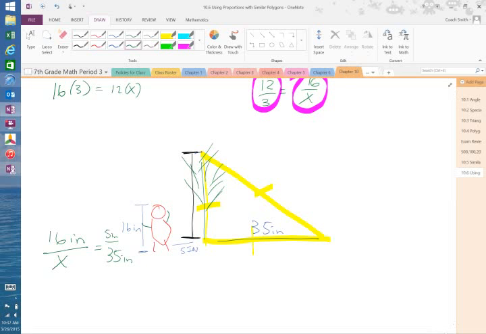Those are corresponding items. Okay? They're similar, so they're corresponding. So, if we then take and cross multiply.